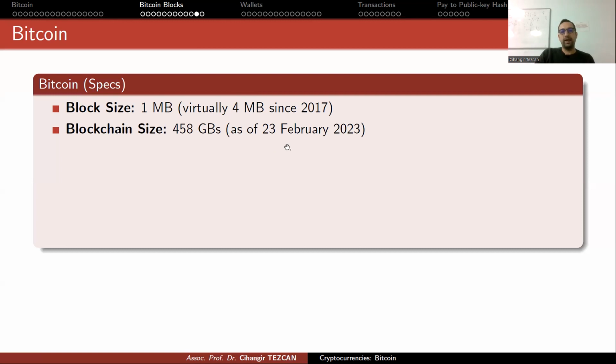Blockchain size, I recorded it a few months ago, so it exceeded 458 gigabytes. As you can see, after 14 years of usage the blockchain can still be stored on a laptop hard drive, if you have that amount of space. But if you're storing it on a desktop, we can easily buy 4 or 8 terabytes of hard drive. So the increase in the size of the blockchain does not cause any problem.